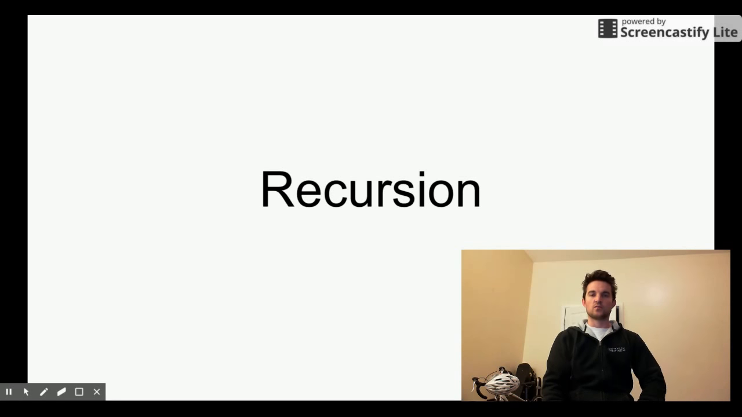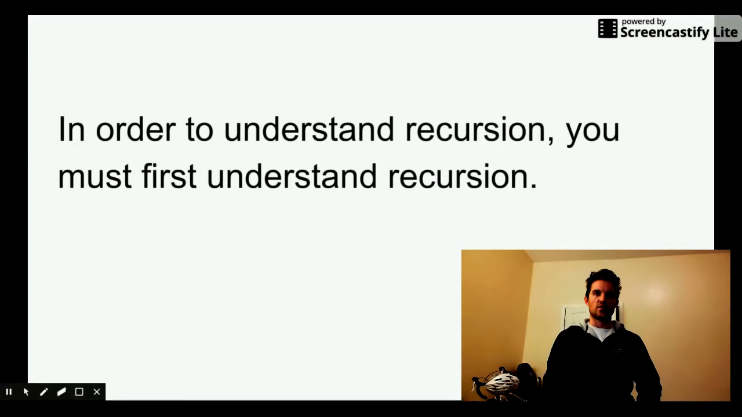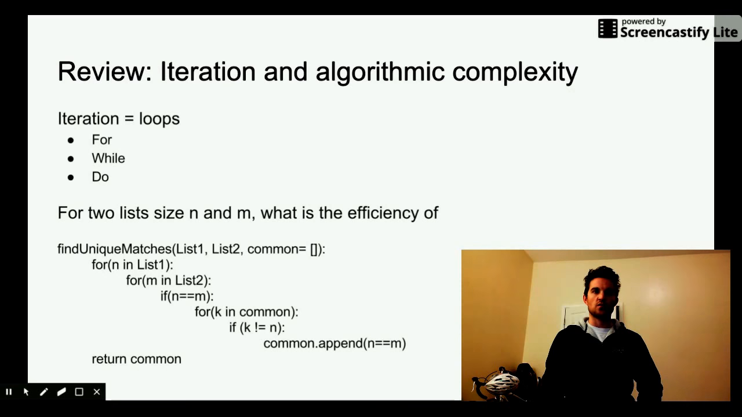Just to review, let's go over what iteration is. Iteration is loops, like for, to, and while, as I'm sure you're all familiar with. But the algorithmic complexity of these loops is an important component. So, for two lists of size n and m, quickly remind me, what is the efficiency of finding all of the unique matches between them?